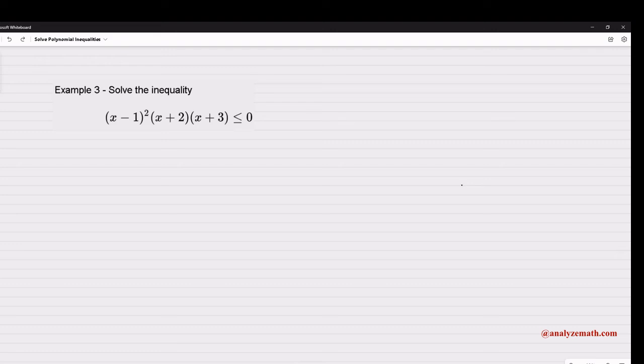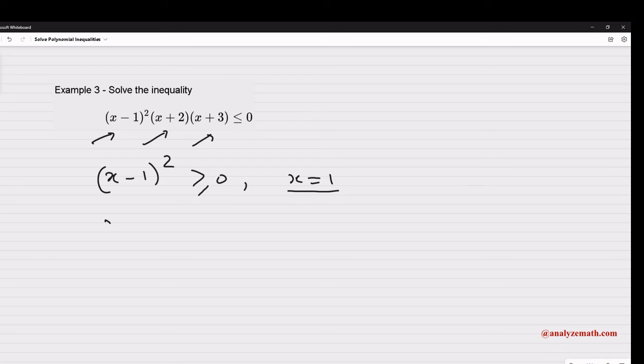Now let's look at example number 3, which is already factored and in standard form. So all what we need to do is to study the sign of the three factors here: x minus 1 squared, x plus 2, x plus 3. Now x minus 1 squared is always positive or 0. It will be 0 when x equals 1.